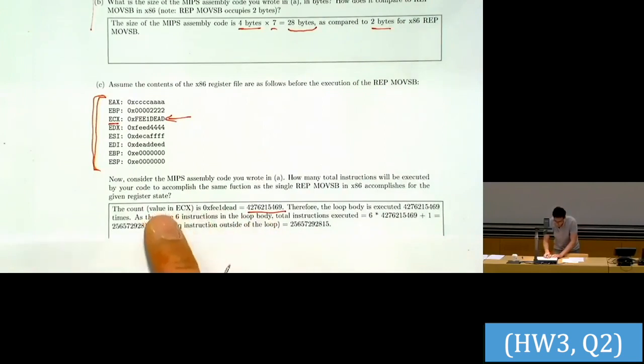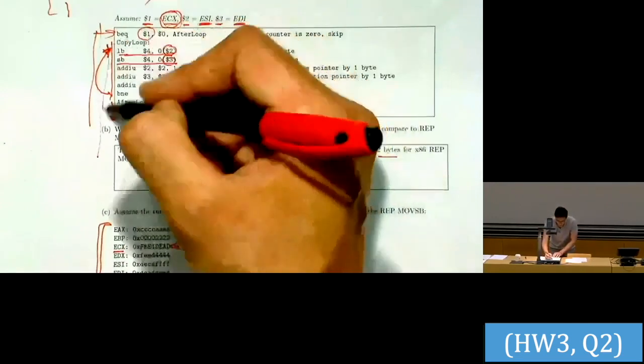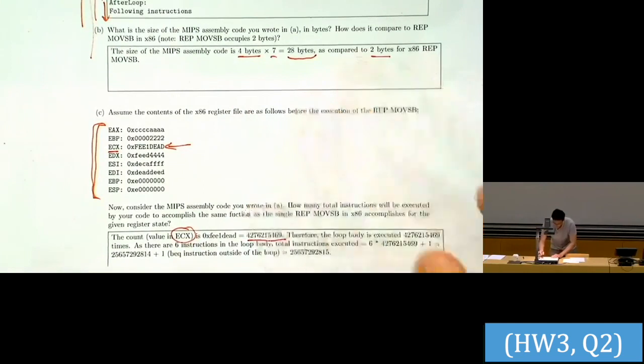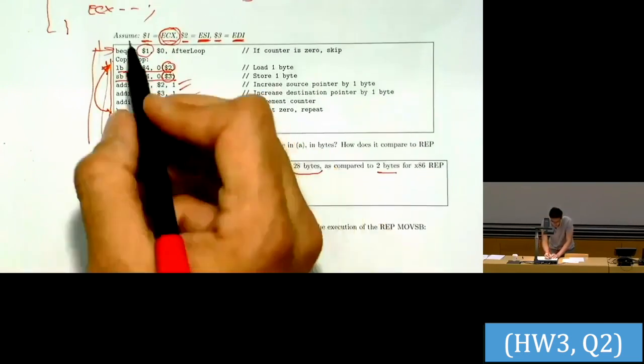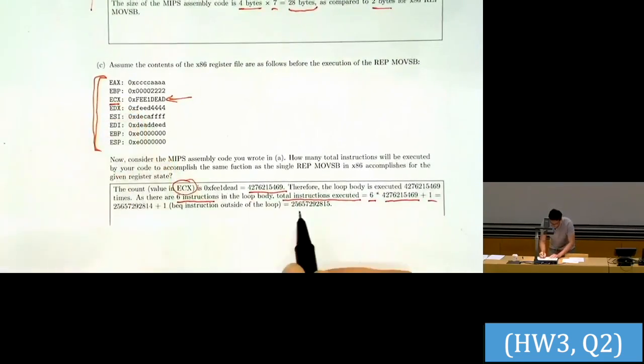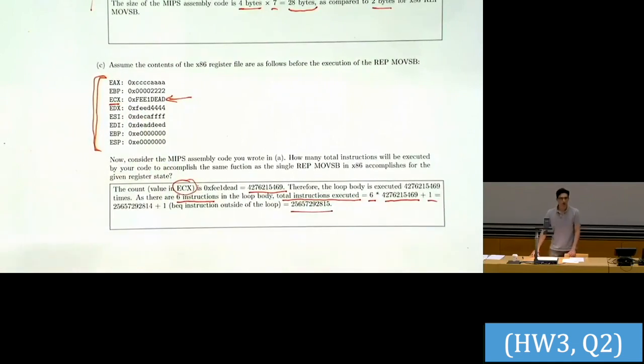Because this ECX register tells us the number of times that this loop is going to be repeated, the total number of bytes that we are copying, and the body of the loop has 6 instructions, the total number of instructions executed in this case is 6 times the value of register ECX, plus 1, because remember that in the beginning we had this BEQ instruction. So this is our total number of instructions executed for MIPS compared to one single instruction that will be executed in the x86 ISA.